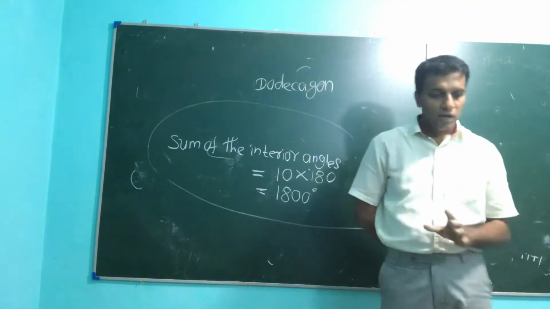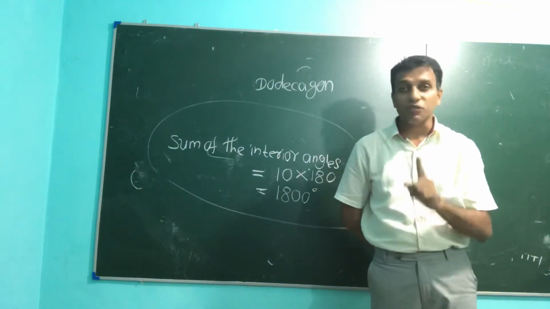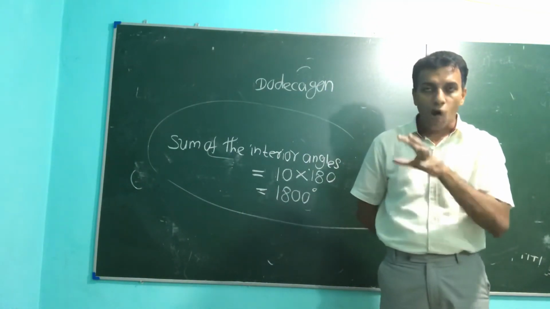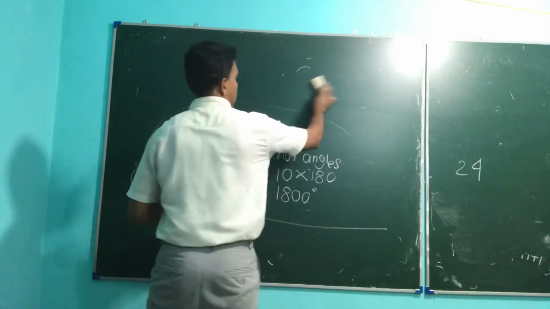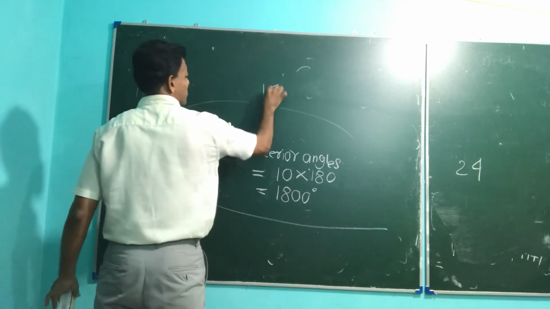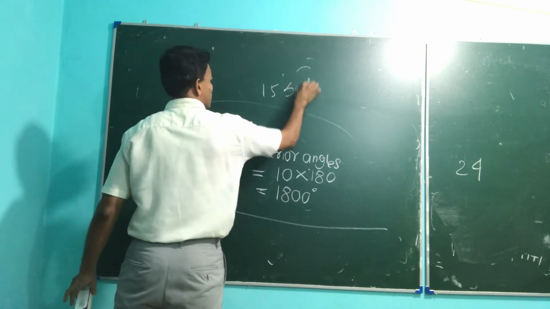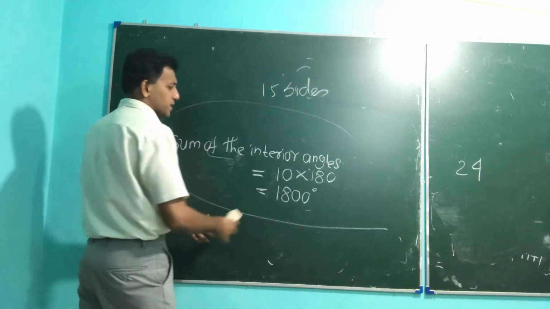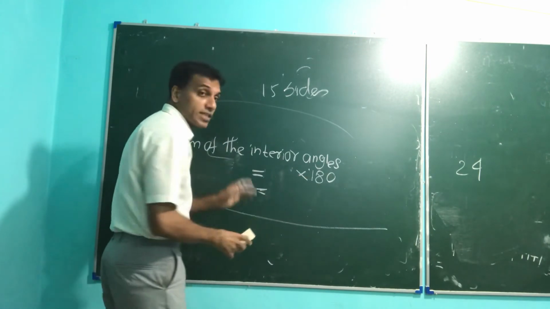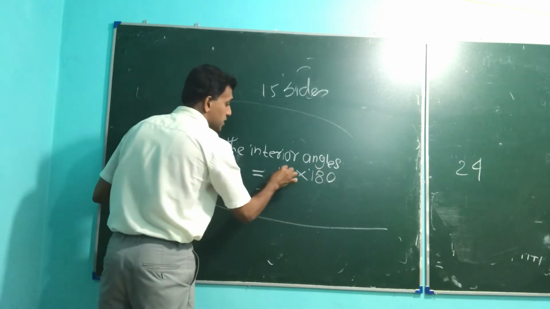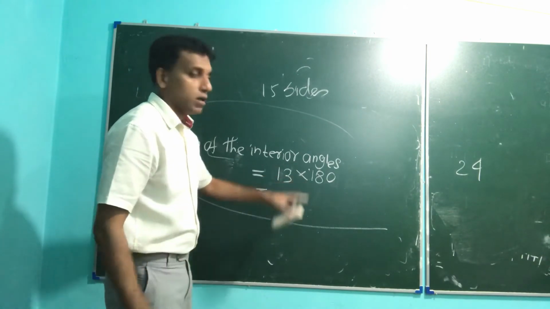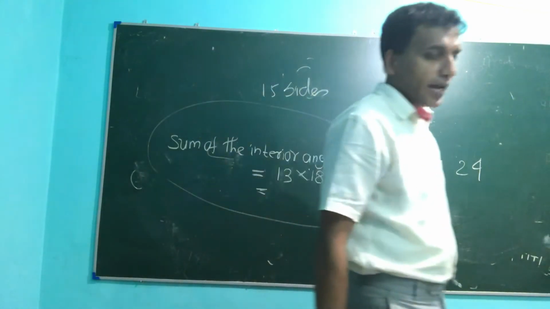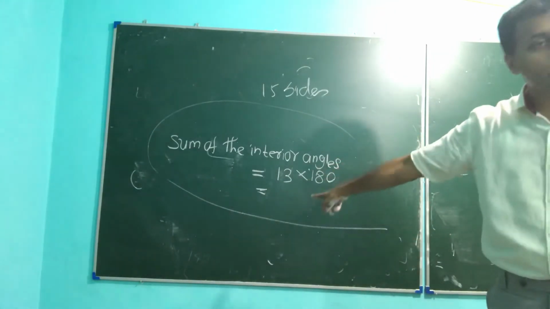See there, right? A fourth problem: a polygon with 15 sides, find the sum of all the interior angles. So 15 sides. What is the answer? How many triangles available? 13 triangles. 13 triangles available. Multiply by 180, get the answer. This is the second method I am showing.